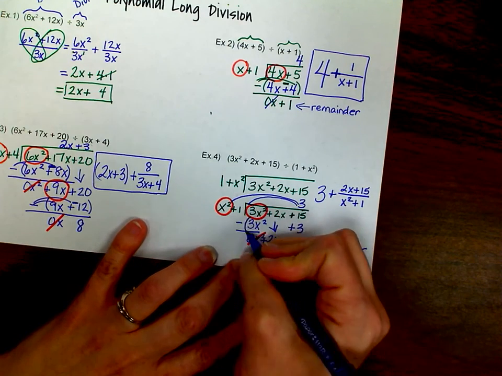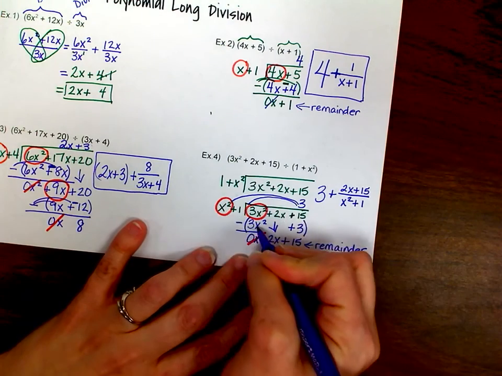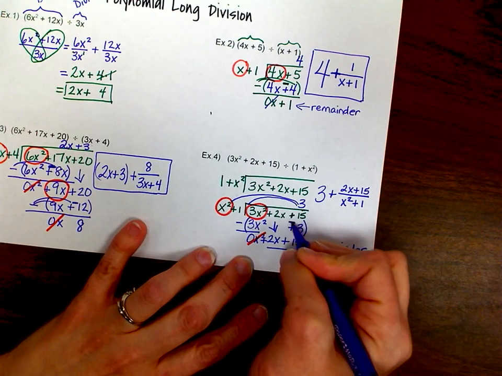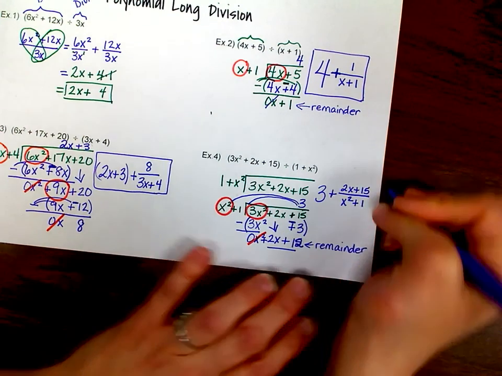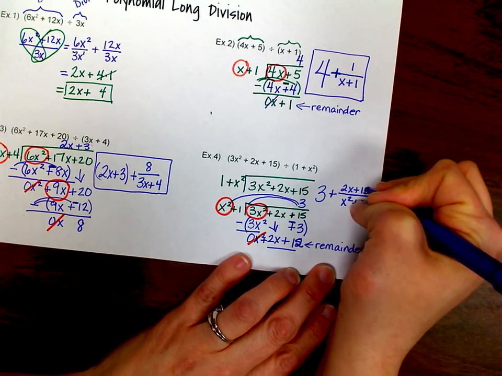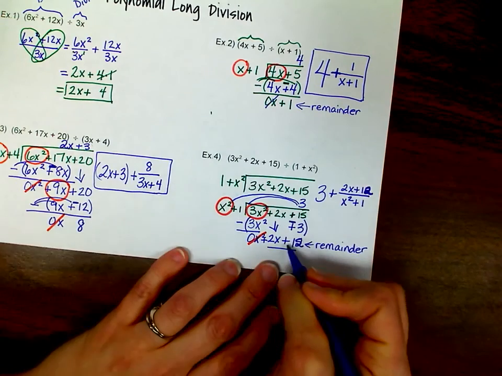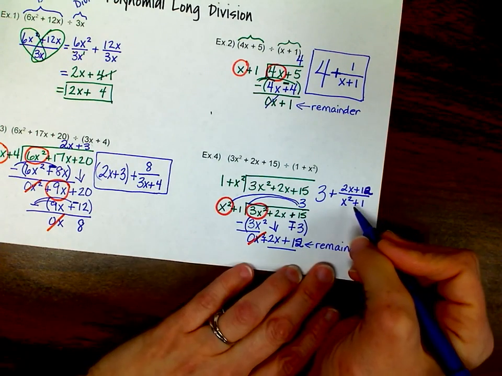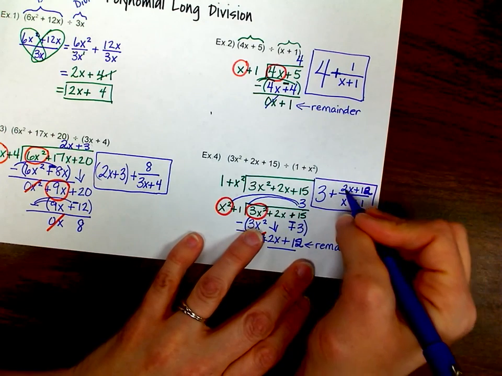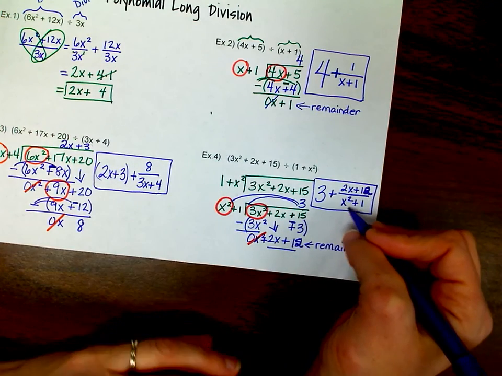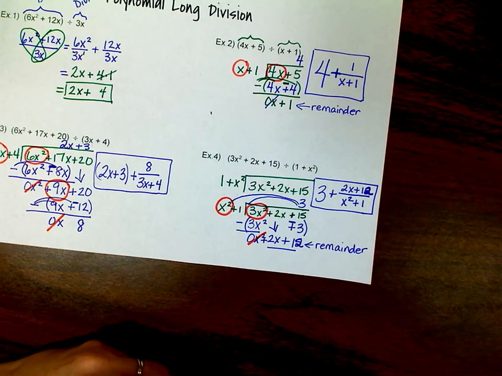And then what's going to happen is right here, that negative sign is going to turn that to a negative 3. So excuse me, guys, let me fix the remainder here. It's actually 12. So our remainder will be 2x plus 12. So up here in our fraction, we're going to have 3 plus 2x plus 12 over x squared plus 1.